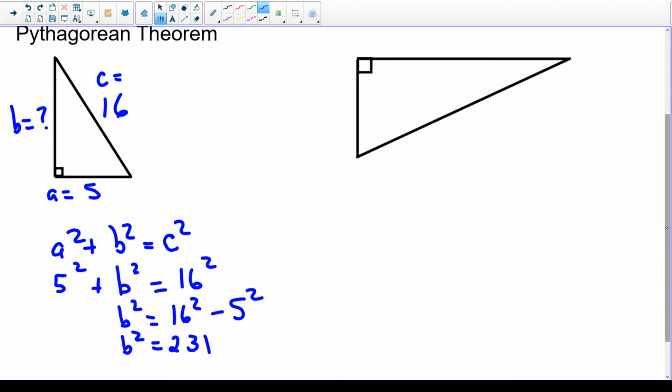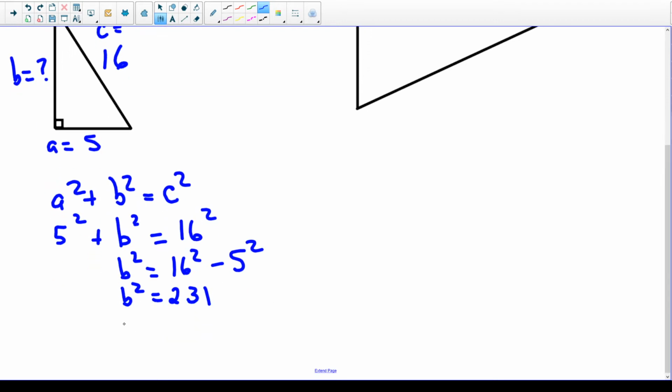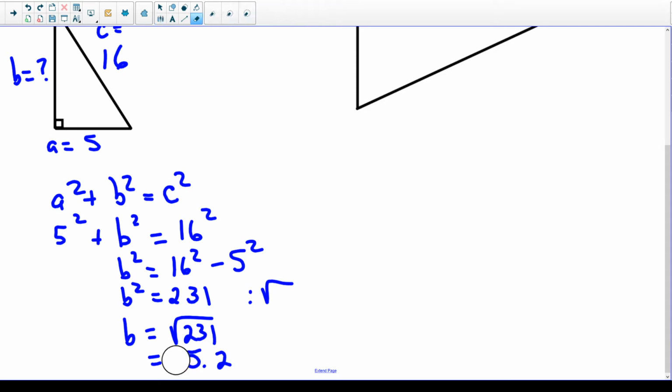Then we have one more step to do. We have to get the b all by itself, which means we have to destroy the square, which means we're going to use a square root, the inverse function of a square. So we're square rooting 231. Because we're looking for a length here, we don't have to consider the plus or minus answer. And I'm getting, if I didn't make any mistakes, approximately 15.19, so I'm going to round it off to 15.2. Hopefully I didn't make any mistakes there.